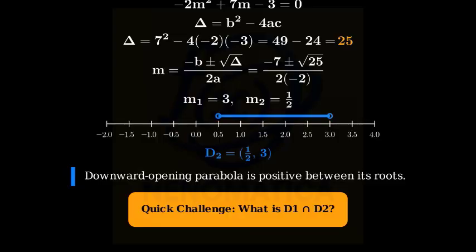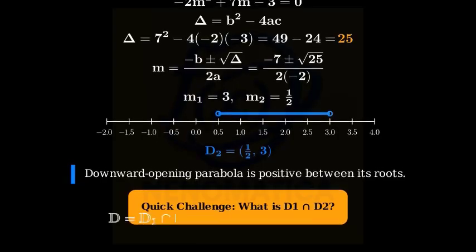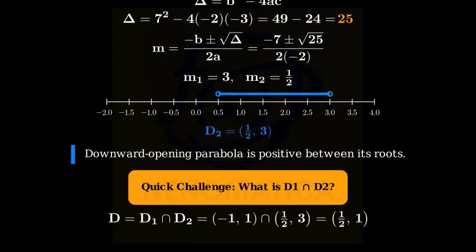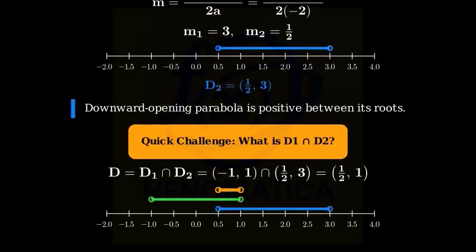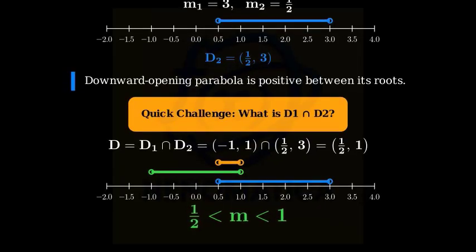Step 4. Take the intersection of the two solution sets. Intersect negative 1 to 1 with 1/2 to 3. Visualize the overlap on a single number line. State the final answer.